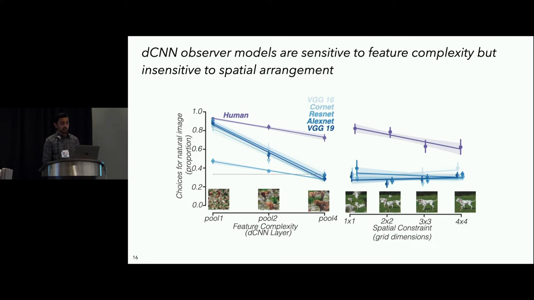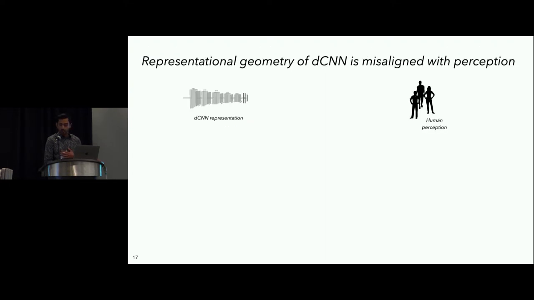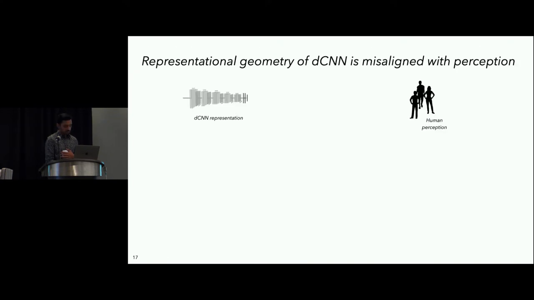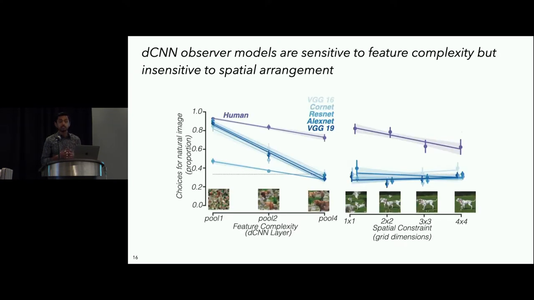Okay, so how did DCNN models perform on this task? Like humans, DCNN models were also very sensitive to feature complexity. But unlike humans, their performance dropped to chance level at picking out the real object image when the synthesized images contained complex visual features. And this was true regardless of how scrambled those complex visual features in the synthesized images were. So that is, DCNNs were insensitive to the spatial configuration of features when controlling for feature complexity.